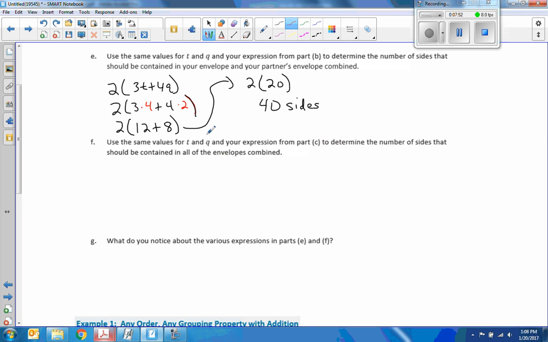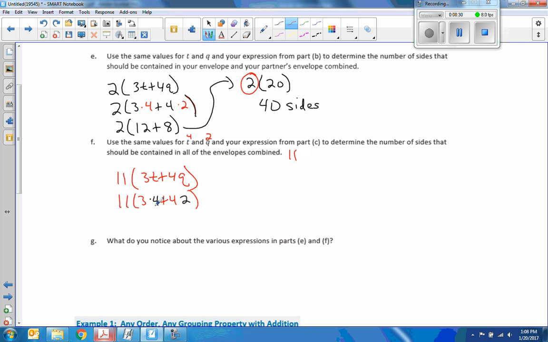F. Use the same values for T and Q, 4 and 2, and your expression from part C to determine the number of sides that should be contained in all of the envelopes. We had 11 students in our class, so all we're changing here is this 2. So we have 11 students with 3t plus 4q. 11 times 3, and t was 4, plus 4 times q, and q was 2.